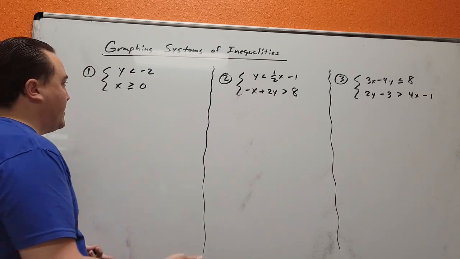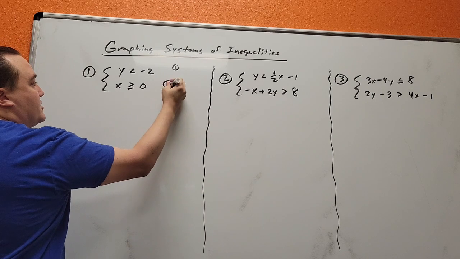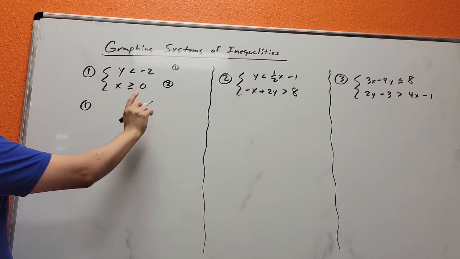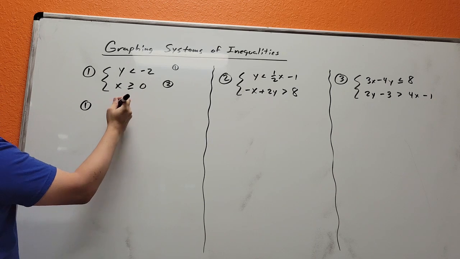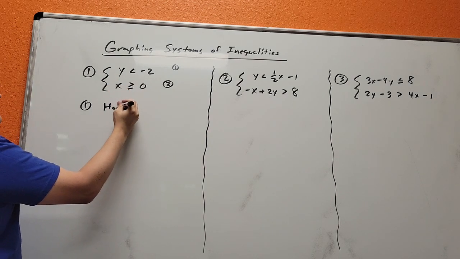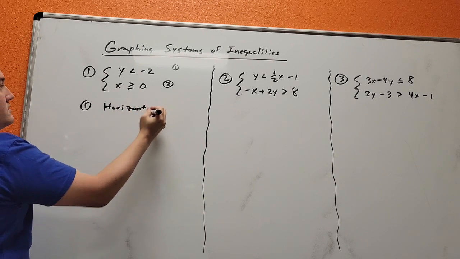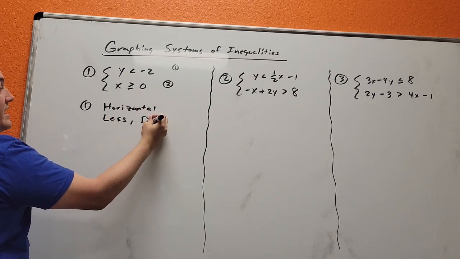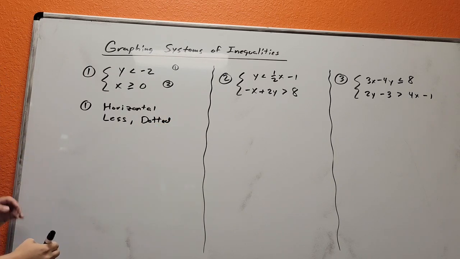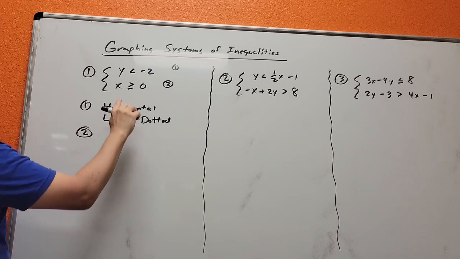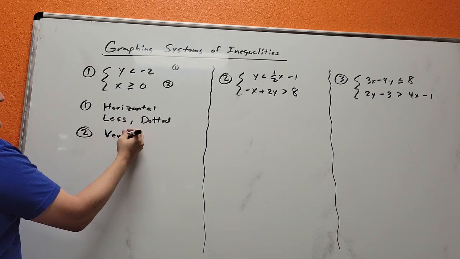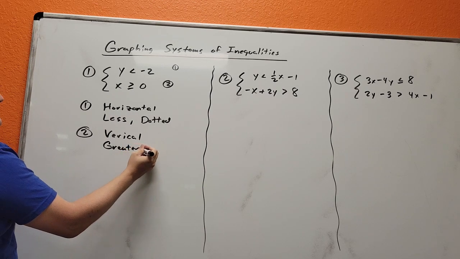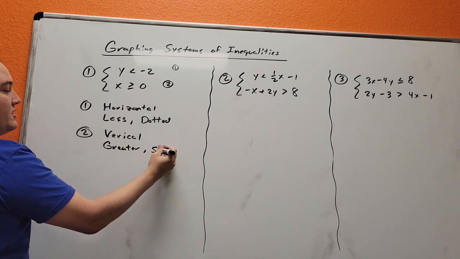What I like to do is list the information out. So I'm going to call this equation 1, this equation 2, and I'm just going to list the info so I can graph it. So for 1, we have a y equals, so that's a horizontal line. It is less than, and it is also not equal to, so it's dotted at y equals -2. For equation 2, it's a vertical line because it's x equals. It is greater than, and since it is equal to, it is a solid line.